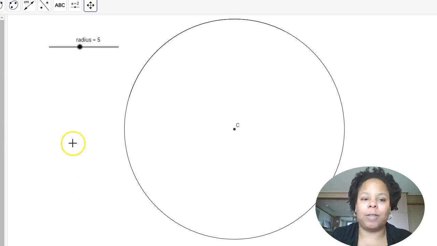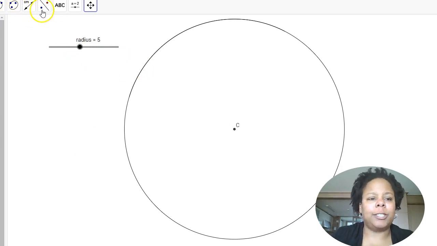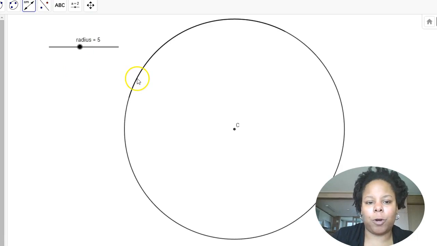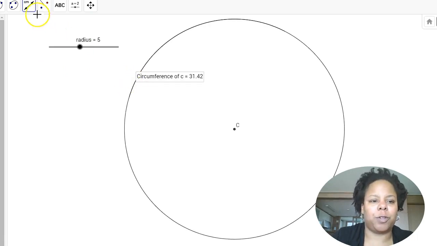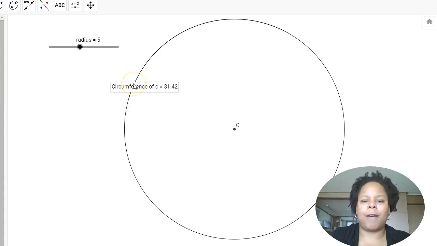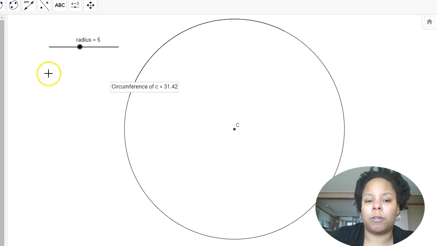So I have a circle of a various radius. In this case, I've set the radius to be 5. And I can determine the circumference by using the distance tool and clicking anywhere on the circle. And it gives me the circumference of this circle, which is around 31.42. Okay. But what if I want to look at how long a portion of the circle is?